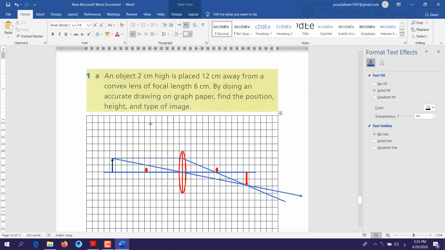And what type of image is it? The type of image here will be a real one. Why? Because we can collect these rays on a screen.